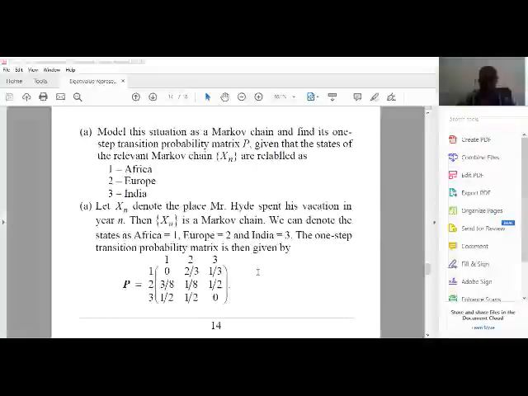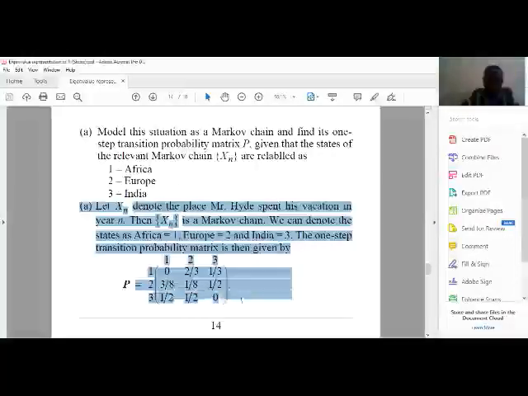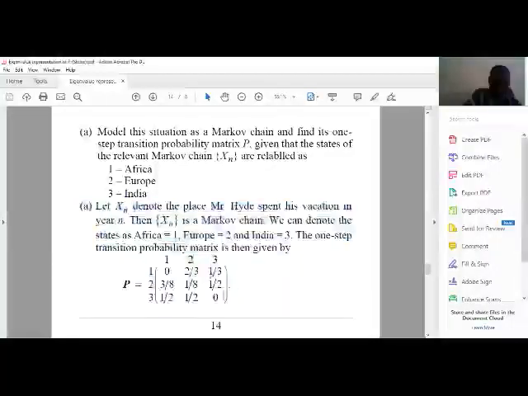Great. So what's the first question? The first question says that we should model this situation as a Markov chain. So that's what we have done. That's the A part over here. So we have modeled the situation as a Markov chain, and we have determined the one-step transition probability matrix. Good. So let's go to the B.